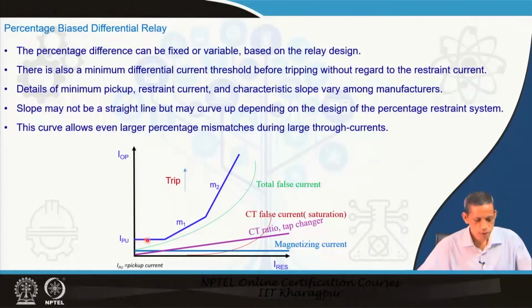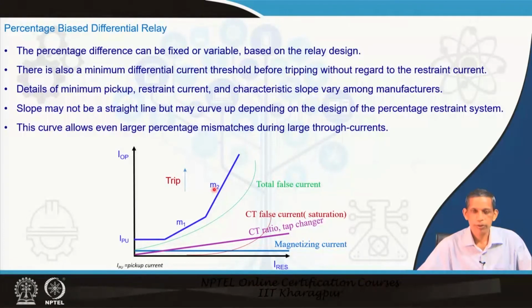Here, if you see the characteristics, we have the pickup current and different slopes, and these vary with the manufacturers. The slope may not be just one slope, as shown earlier with one slope m. The slope can be two slopes, m1 and m2.